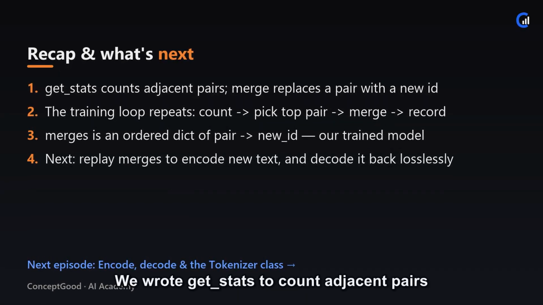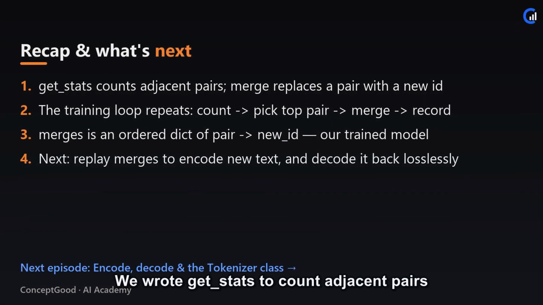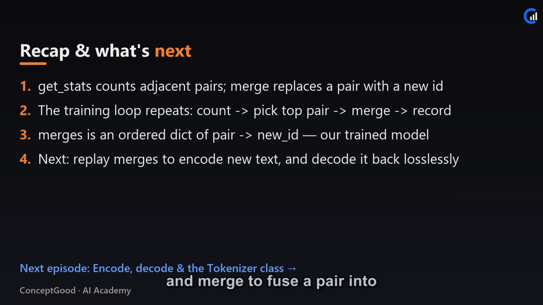Let's recap. We wrote get_stats to count adjacent pairs and merge to fuse a pair into a new token. The training loop just repeats that: count, pick the top pair, merge, record, until we hit our target vocabulary size. The output is the merges dictionary, an ordered recipe that is our trained tokenizer. In the next episode we'll put it to work, replaying those merges to encode text the model has never seen and decoding the IDs back to the original string, losslessly.